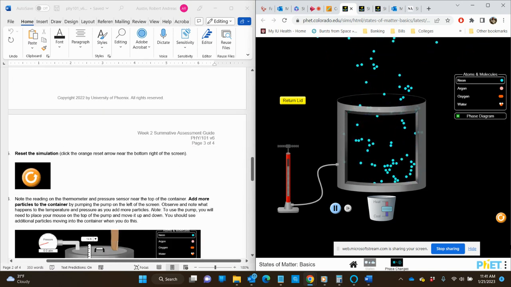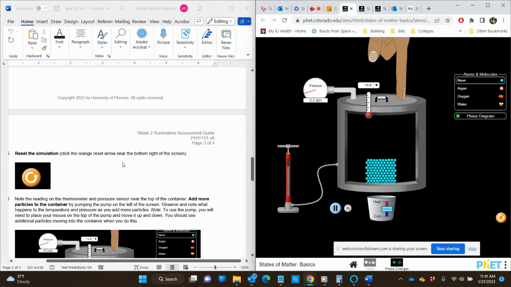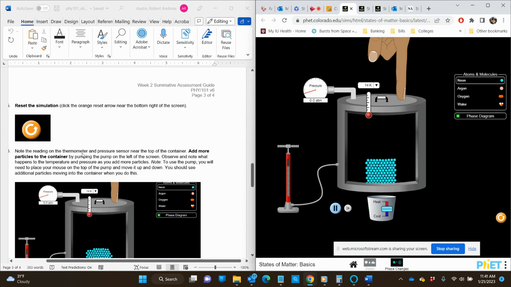Then it says reset the simulation, so click on the orange button there to reset it. Note the reading on the thermometer and pressure sensor. So again, where are we after we reset it? We're going to add more particles to the container by pumping the pump on the left of the screen. Observe and note what happens to the temperature and pressure as you add more particles.